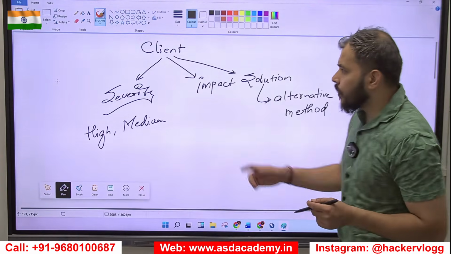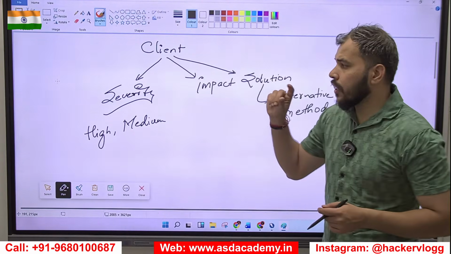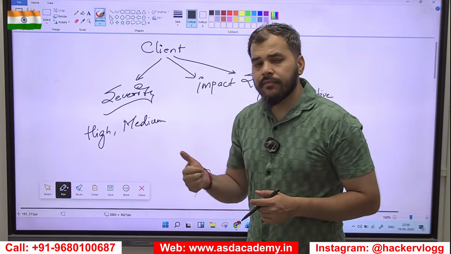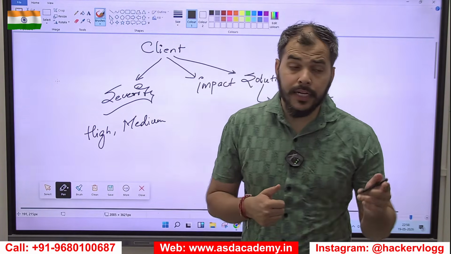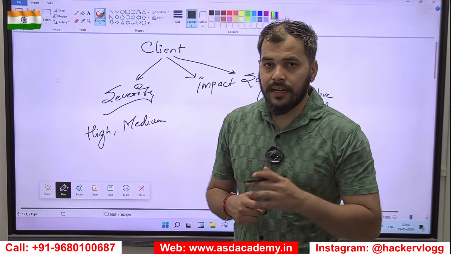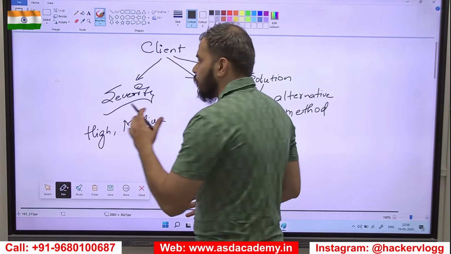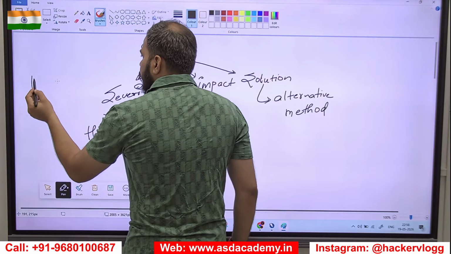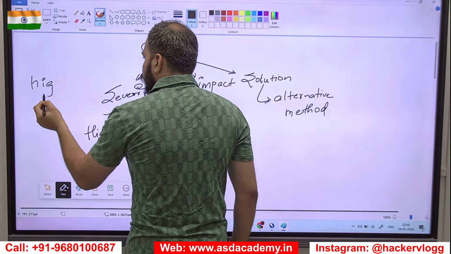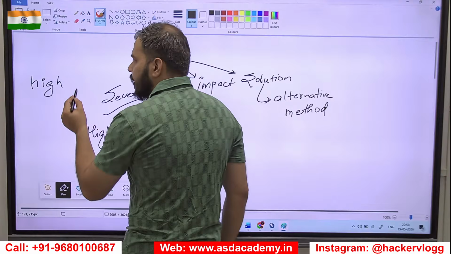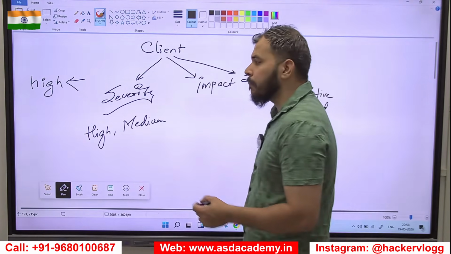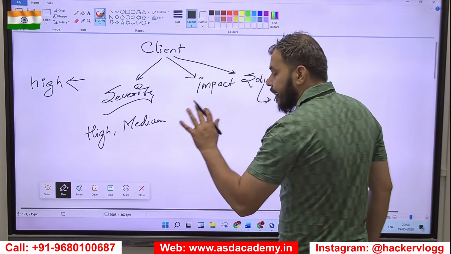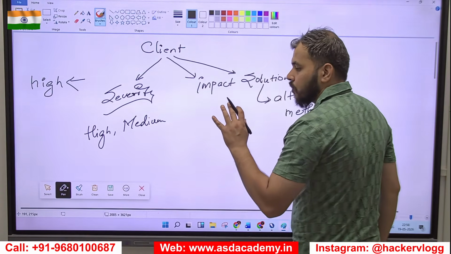Understood, guys? So when you go to the client with your report, the first thing the client will ask you is: what is the severity of this particular vulnerability, and why is it at the critical level? For some vulnerabilities rated critical or high, the client does not want them at that level. They want you to downgrade that vulnerability. Why do they want to downgrade the severity?